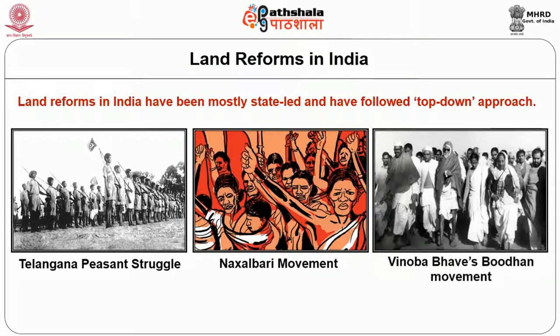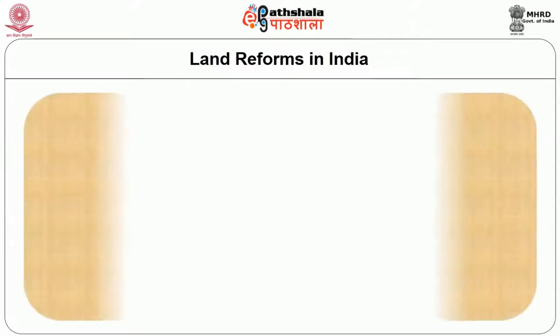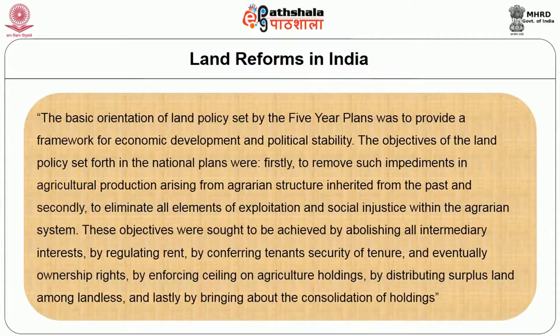Vinoba Bhave's Bhoodan movement is known for its employment of peaceful means of persuasion in distributing land among the landless. But these movements did not have a pan-India presence, and the onus of setting agenda for land reform solely fell on the national government. The union government set the agenda through its five-year plan. The basic orientation of land policy set by the five-year plans was to provide a framework for economic development and political stability. The objectives of the land policy set forth in the national plans were, firstly, to remove such impediments in agricultural production arising from agrarian structure inherited from the past, and secondly, to eliminate all elements of exploitation and social injustice within the agrarian system.